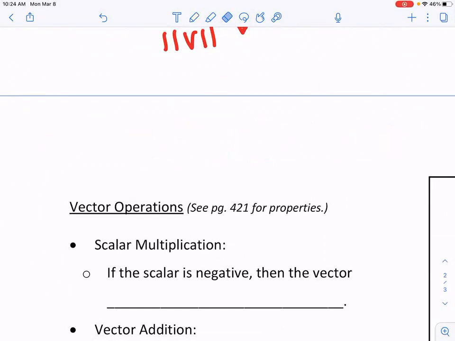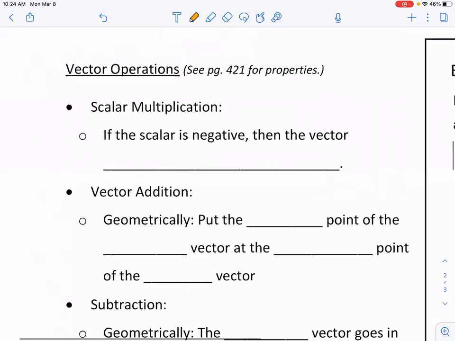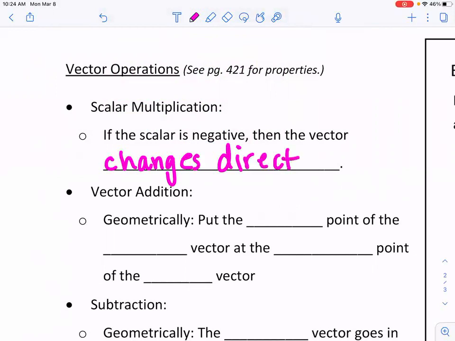Now what happens if our scalar is negative? What's going to happen to our vector? If I have the vector 1, 2 and I multiply it by a negative number, it's going to change directions, more specifically, opposite directions. You multiply by a negative scalar, your vector will change to the opposite direction. It'll be parallel, but in an opposite direction.